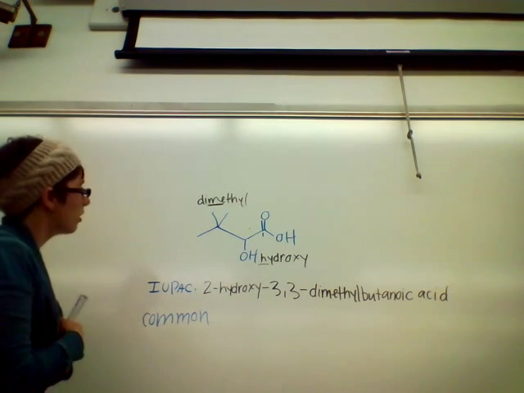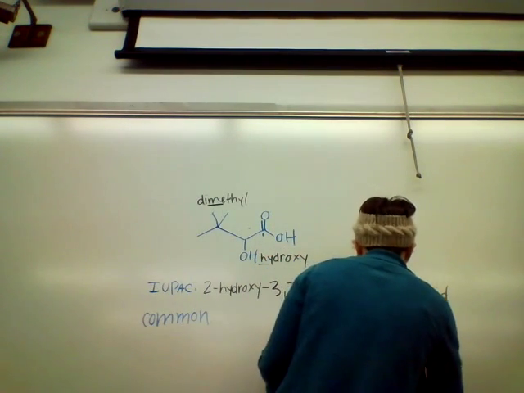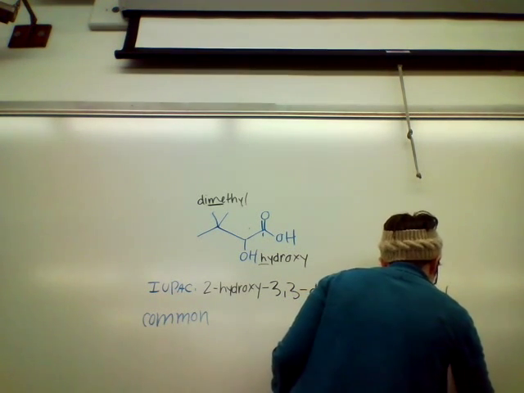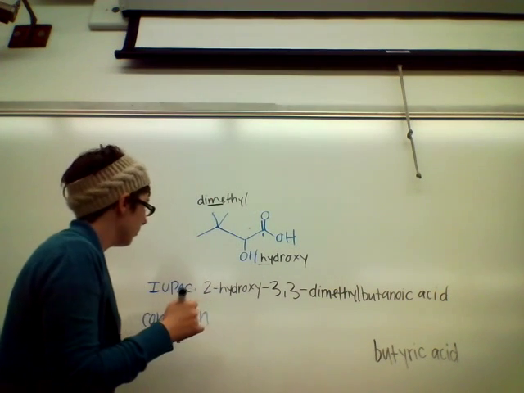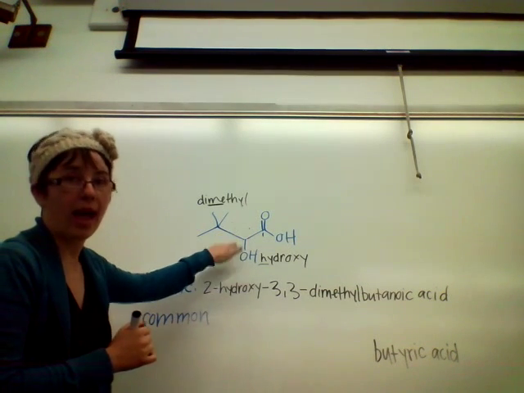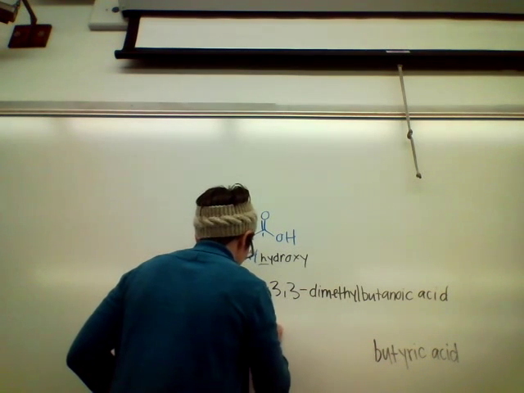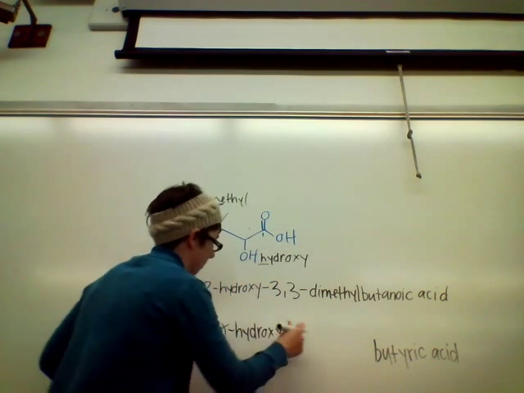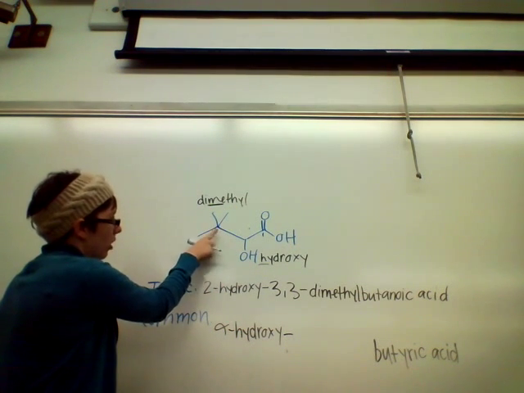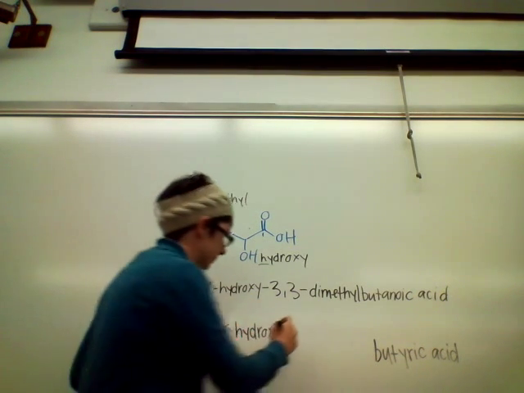Cool. So now the common name, instead of butanoic acid, we're going to replace that with butyric acid. And instead of saying 2 for hydroxy, this is the alpha position. So we're going to say alpha hydroxy dash. Since they're both on the beta carbon, instead of saying 3, 3, you're going to say beta, beta.